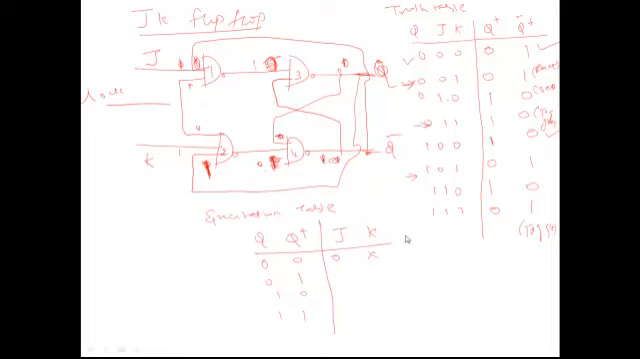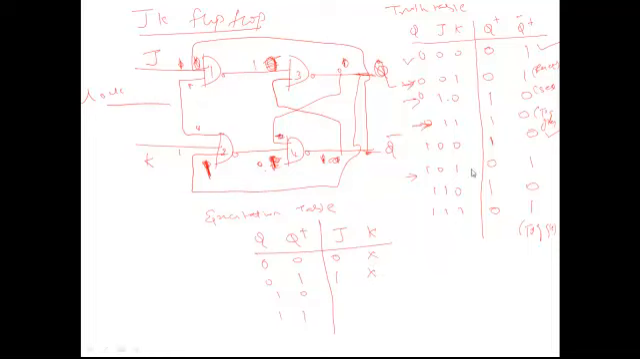Next, 0 and 1. Q should be 0, Q plus should be 1. So that is happening in the third place and also in the fourth place. Q is 0 and Q plus is 1. So in both these cases you see the J is 1 whereas K is changing. So we write J is 1 whereas K is a don't care condition.